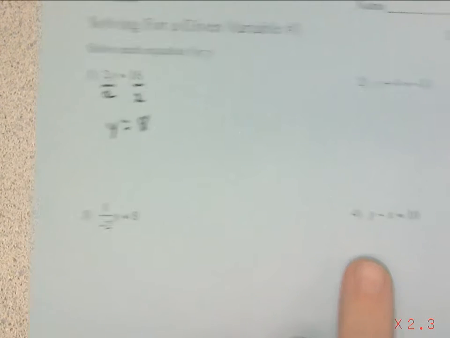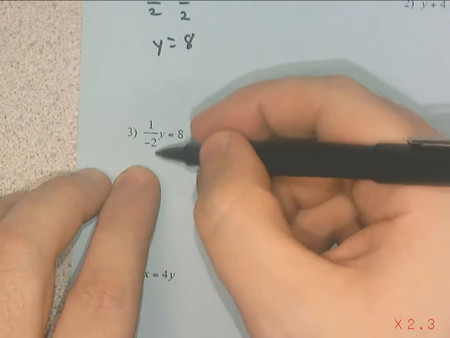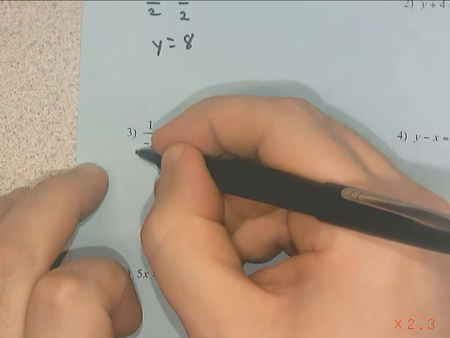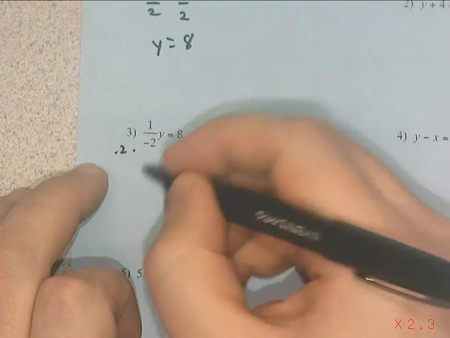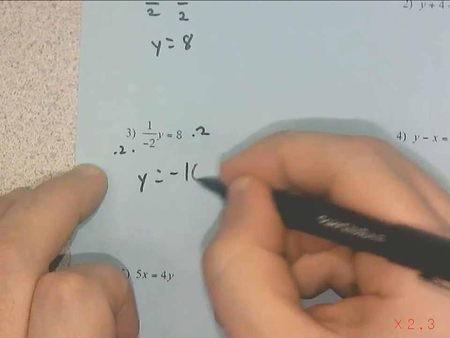Now, let's look at number 3. If I want to get rid of this 1 over 2, negative 2y, again, I would start by multiplying by a negative 2, and that would just leave me with 1y, or y is equal to negative 16.